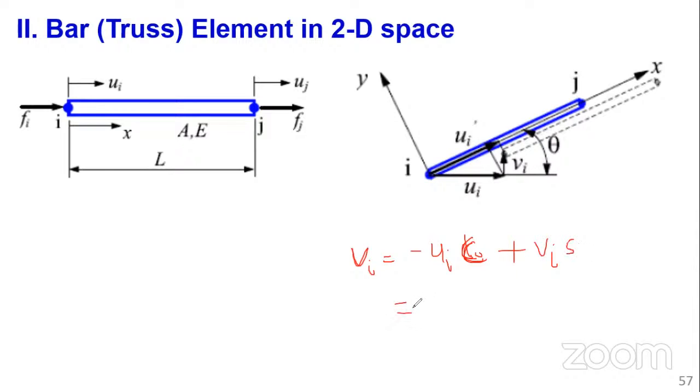Or you write it in matrix form, which was, no UI, this is sine, and then this is cos. You can revisit that. So this was in matrix form, minus M L, or minus C minus SC, then UI VI.